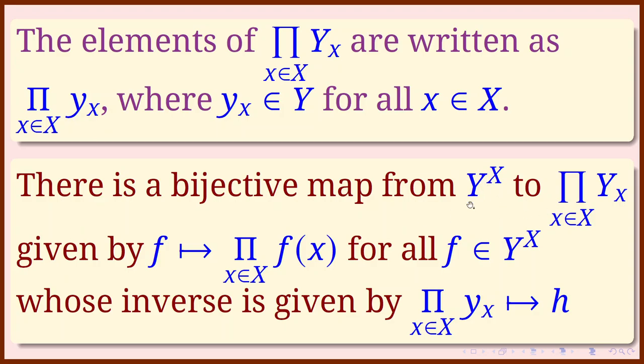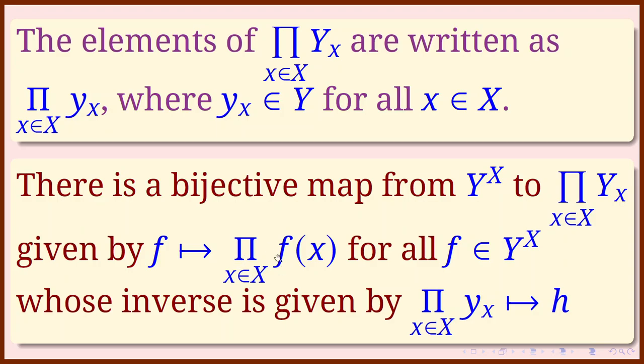It takes an arbitrary element. Suppose f is an arbitrary element of this set. That means f is a function from X to Y. Then it goes to the product of these elements f(x) as x runs over X, capital X. So this element looks like this element, where in place of y_x I have taken f(x). So this is an element of this Cartesian product.